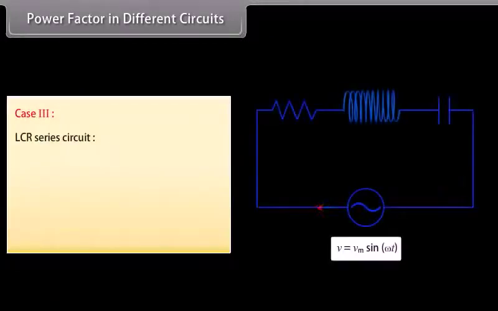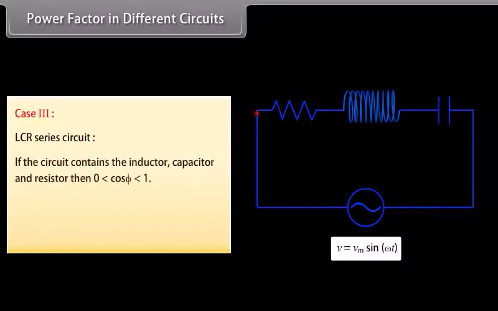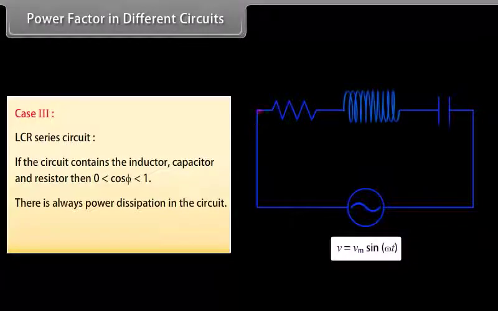Case 3. LCR series circuit. If the circuit contains the inductor, capacitor and resistor, then cos phi lies between 0 and 1. There is always power dissipation in the circuit. P bar is equal to the product of VRMS, IRMS and cos phi.